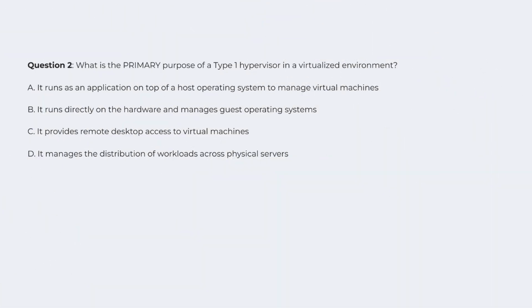Question number 2. What is the primary purpose of a Type 1 hypervisor in a virtualized environment? A. It runs as an application on top of a host operating system to manage virtual machines. B. It runs directly on the hardware and manages guest operating systems. C. It provides remote desktop access to virtual machines. D. It manages the distribution of workloads across physical servers.